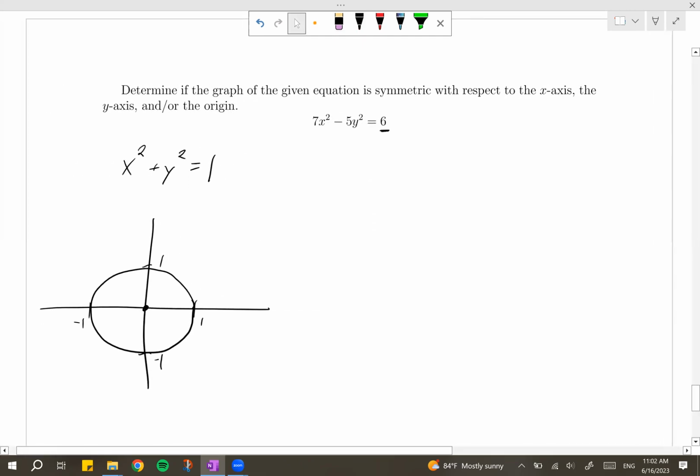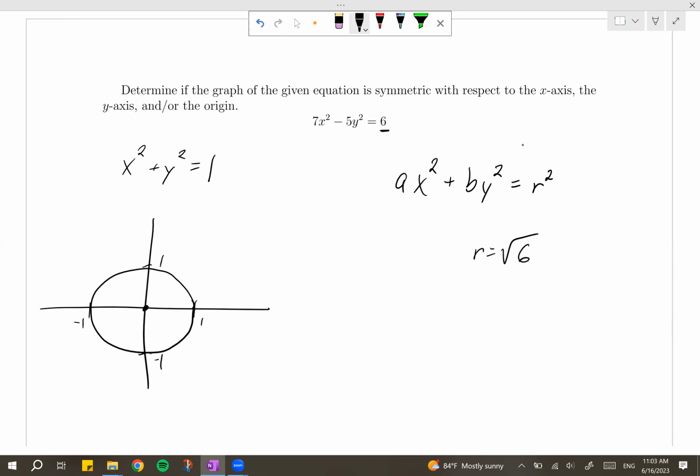The general formula for this is ax squared plus by squared equals r squared, which kind of looks like Pythagoras' theorem, which in a couple of more lessons we're going to get to. But for right now, this r tells us the radius. So for this problem, the radius is square root of 6. But it's centered at the origin, and these a's and b's just stretch our graph in the x and y direction just a little bit.